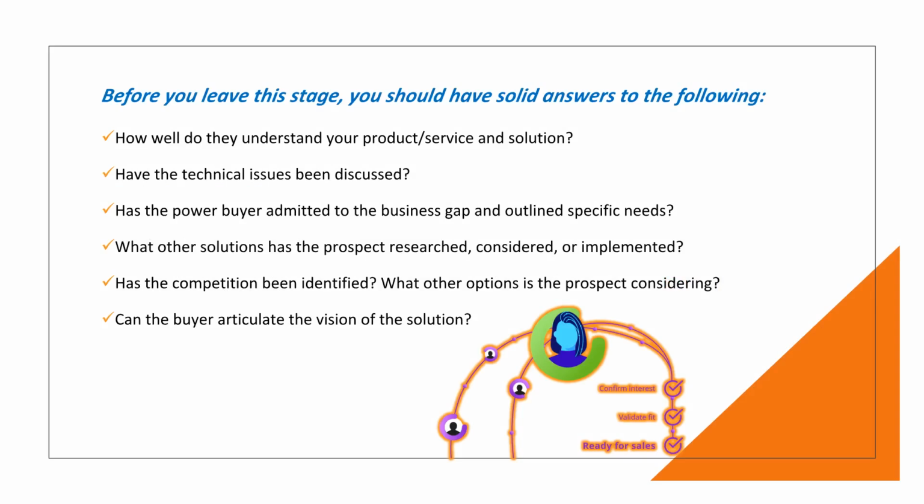How well do they understand your product, service, and solution? Have the technical issues been discussed? Has the power buyer admitted to the business gap and outlined specific needs? What other solutions has the prospect researched, considered, or implemented? Has the competition been identified? What other options is the prospect considering? Can the buyer articulate the vision of the solution? Your goal is to effectively handle any business and technical objections to gain prospect acceptance.